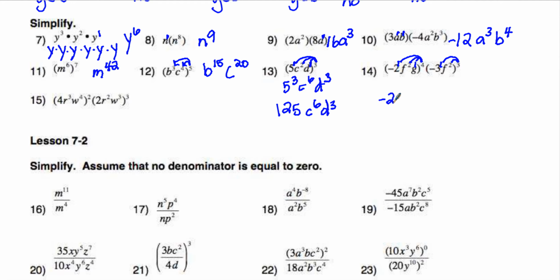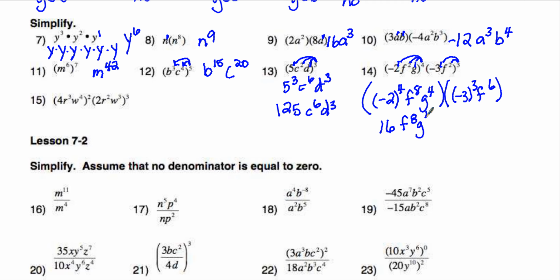So we get negative 2, and remember that it's negative 2 like that, to the 4th, f to the 8th, g to the 4th, and this is all being multiplied by negative 3 to the 3rd and f to the 6th. And remember, you have to keep that negative being raised to the power because that will tell me whether it's going to be negative or positive at the end. In fact, this one at the end is going to become positive 16, and then f to the 8th, g to the 4th. And this will become negative 27, f to the 6th.